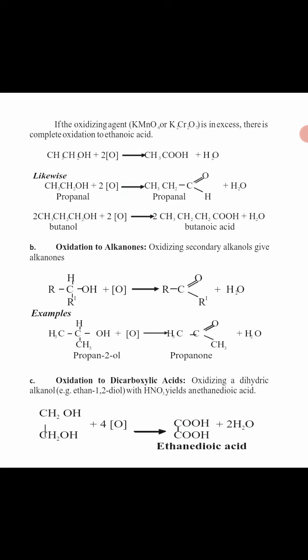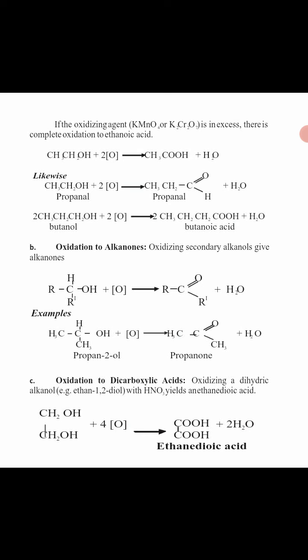That's correct. But when you oxidize a primary alkanol in excess, underline that word, in excess of an oxidizing agent, when the oxidizing agent is in excess and is reacting with a primary alkanol, you have an alkanoic acid. So they may ask you, this is where the question will come in JAMB: what is the product of the complete oxidation of a primary alkanol? Once you hear the word complete, it's trying to tell you that the oxidizing agent is in excess. The answer is alkanoic acid.